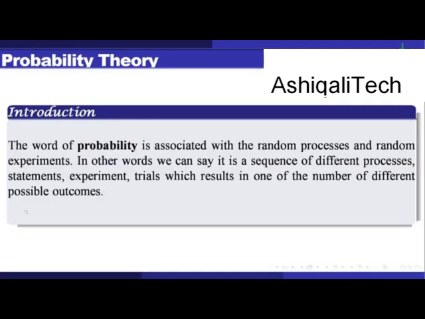And lastly, we will discuss types of events, what are independent and dependent events. Dear students, the word probability is associated with random processes and random experiments. In other words, we can say it is a sequence of different processes, statements, experiments, trials, which result in one of a number of different possible outcomes.